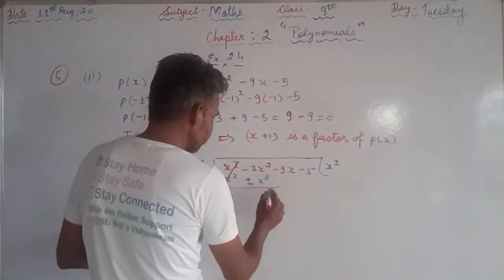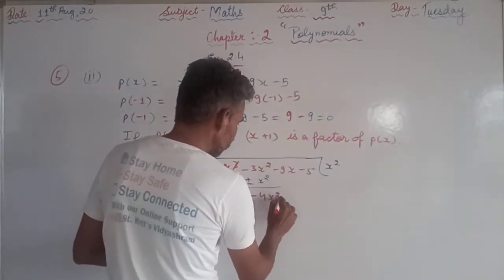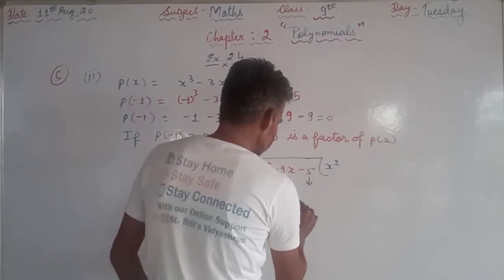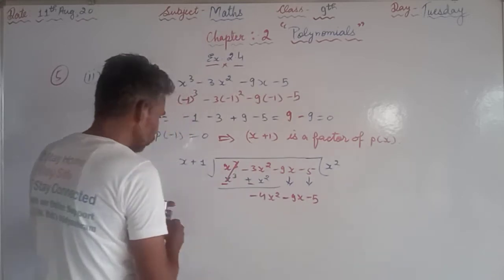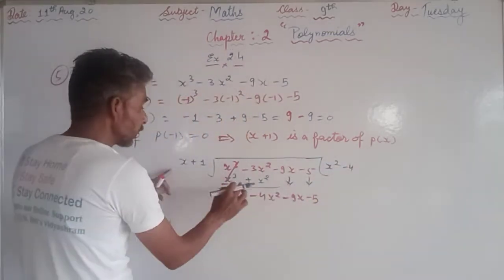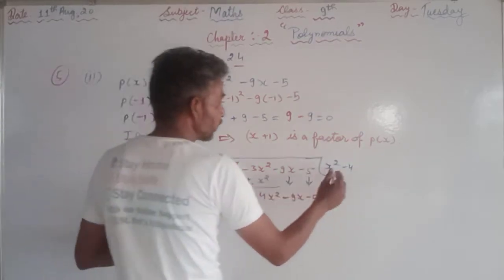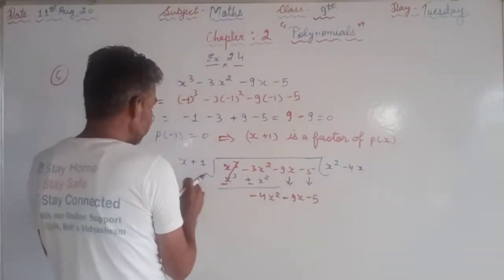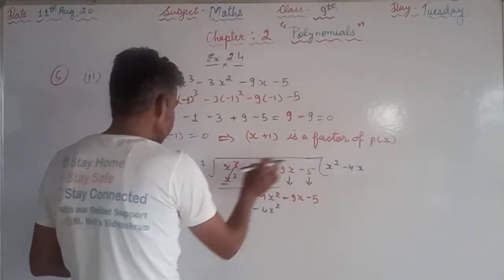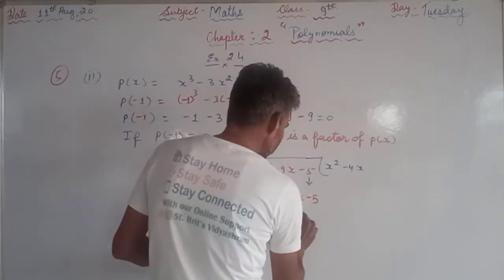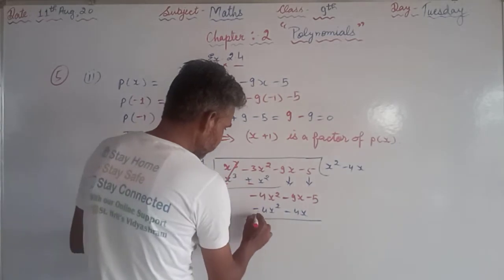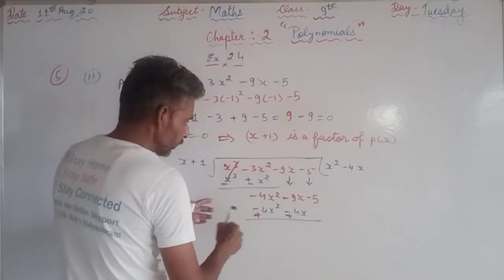Minus 3x square minus x square means minus 4x square, and we bring down the remaining terms, that is minus 9x minus 5. Here we want minus 4x square, so we will write minus 4x in the quotient, then we multiply by x plus 1. When we multiply x by minus 4x, it becomes minus 4x square, and when we multiply by plus 1, it becomes minus 4x. Afterwards, we change the sign. Minus will become plus, minus will become plus, and it will be cancelled out.